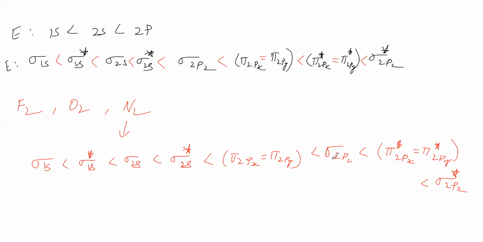Sigma 2pz comes here. This sigma 2pz goes to this place. Okay. The energy of pi is low, the energy of sigma is high. That means what we discussed so far is reversed. Reverse is there. But the earlier order is okay for F2 and okay for O2.